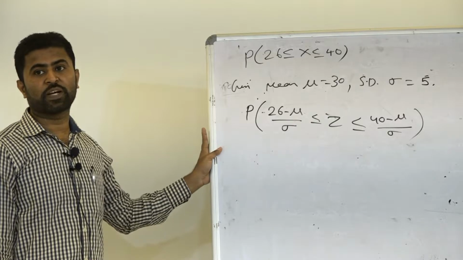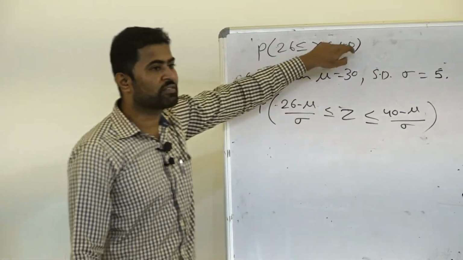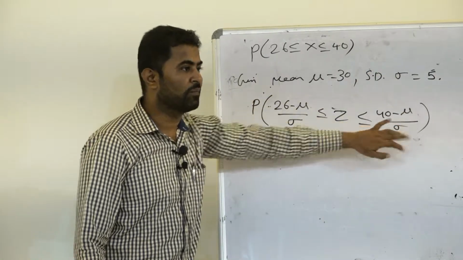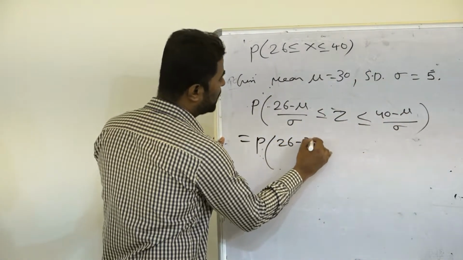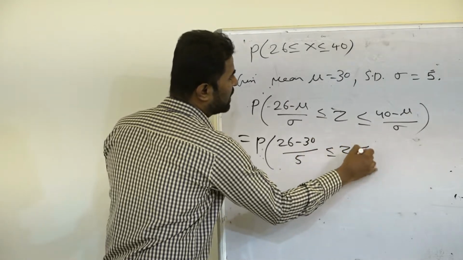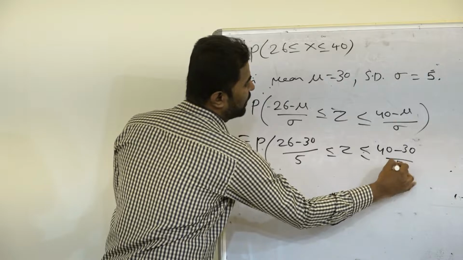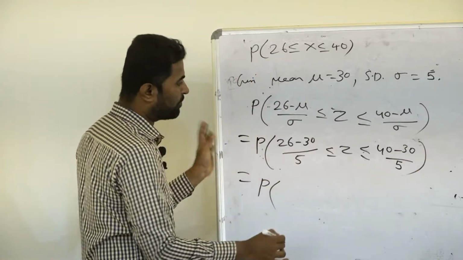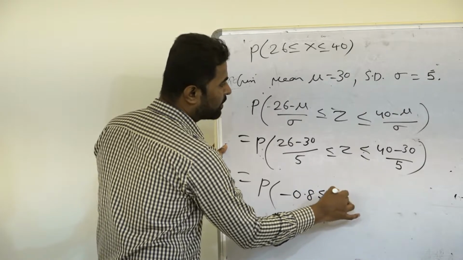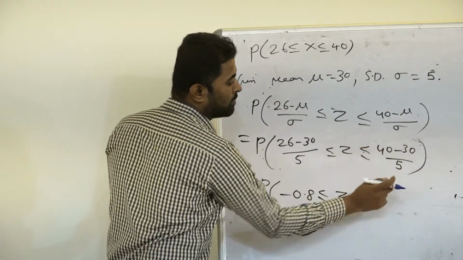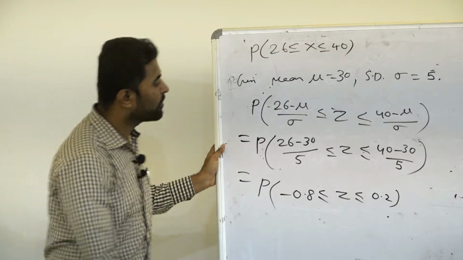Z is equal to x minus mu by sigma. This is your x value, minus mu by sigma. 40 minus mu by sigma. So this gives P of (26 minus mu, 30, by 5) less than or equal to z less than or equal to (40 minus 30 by sigma, that is 5). So P of minus 4 by 5, so minus 0.8, less than or equal to z less than or equal to 10 by 5, that is 2.